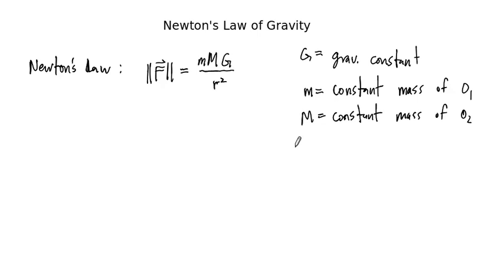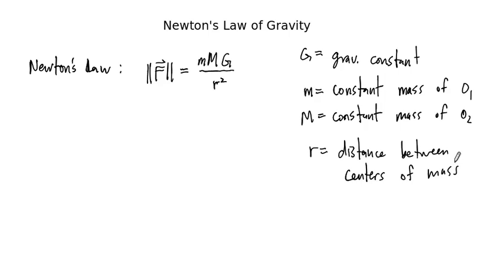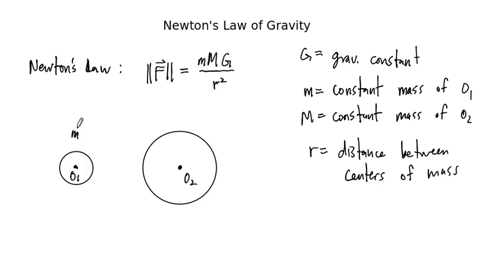So these three numbers are not changing if we have the same two objects. So the gravitational force is totally determined, other than this constant, by r, and r is the distance between the centers of mass of these objects. Let's draw a little picture. If we have two nice round objects with centers of mass O1 and O2, and whose masses are m and M, then the gravitational force between them is proportional to the square of this distance right here.